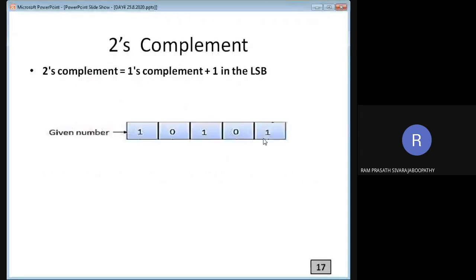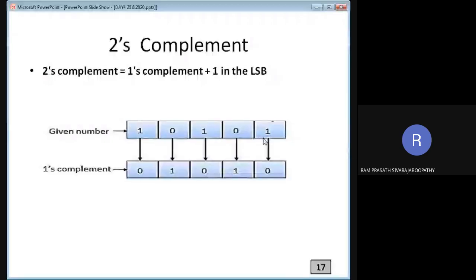So given number 10101, if we take the 1's complement, it is 01010. So we are adding 1 to the least bit.